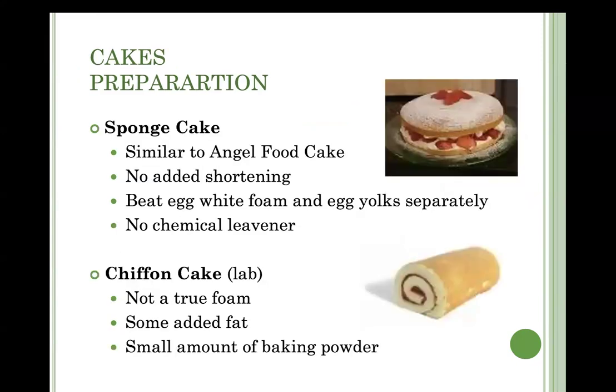Our sponge cake is similar to the angel food cake, but there's no added shortening, meaning we're not adding any fat to it. However, we are adding fat indirectly. We're not adding butter. We're not adding oil. We're adding the fat from the egg yolk. So what you want to do is beat the egg white foam and the egg yolk separately, and then we will mix that, taking advantage of the foam that we created.